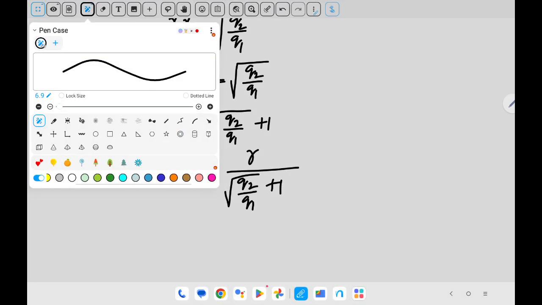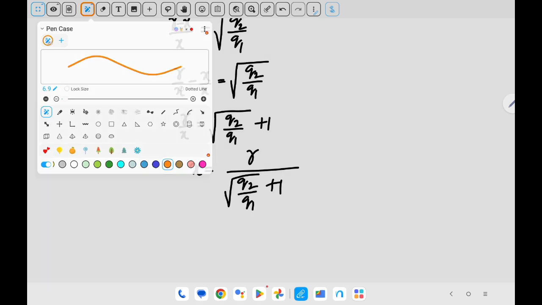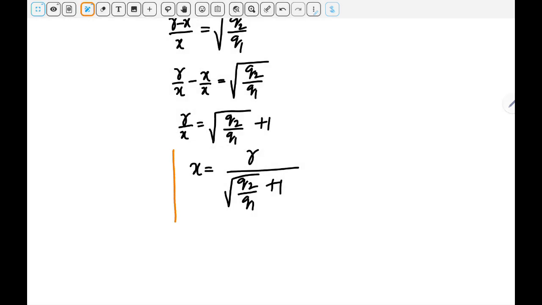This is the expression for the distance from the first charge, such that at that position, if you place the third charge, the net force is 0. Okay, this is the case if the charges are like charges.